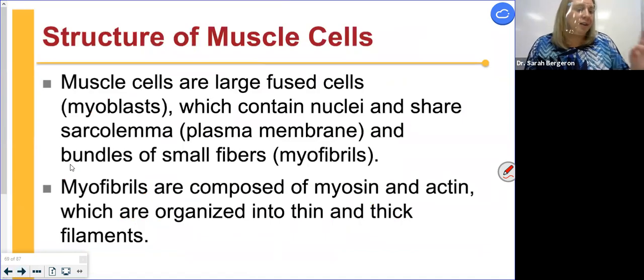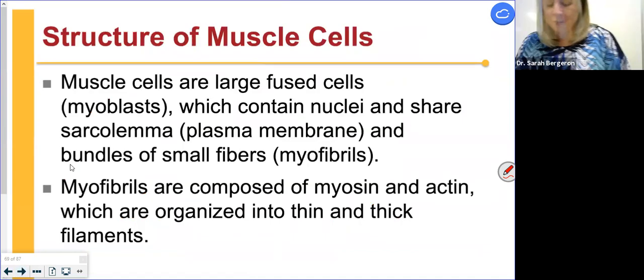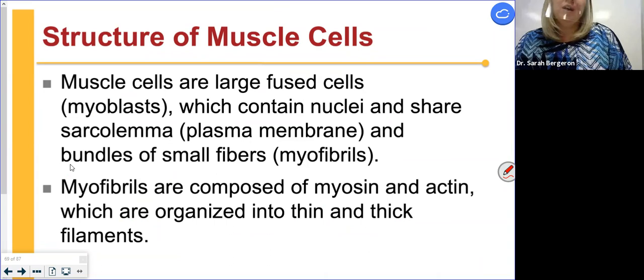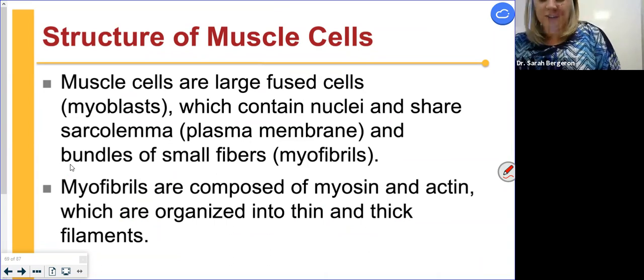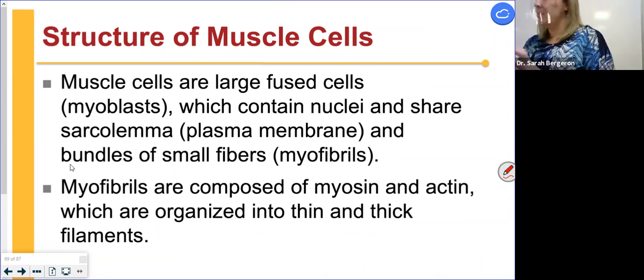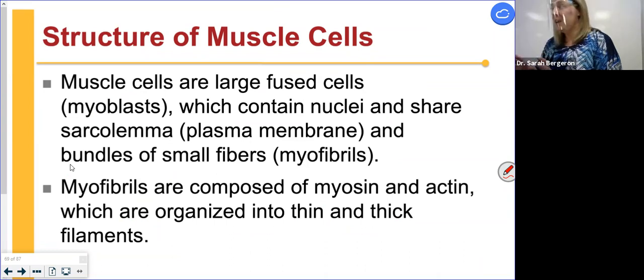Okay, so let's talk a little bit about muscle cells. Muscle cells are really, really cool because they're not normal cells, right? Normal cells are microscopic, right? They're tiny, tiny, tiny. They have one nucleus, right? They kind of stay where they're supposed to be, right? Well, muscle cells are insanely long cells. So your muscle cells run the entire length of your muscle.